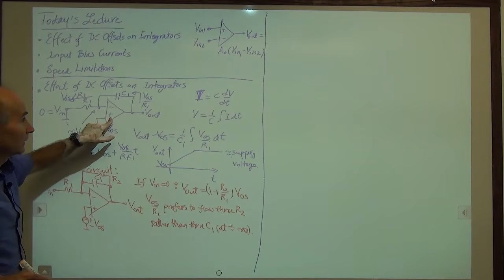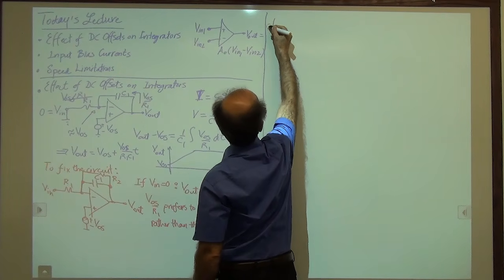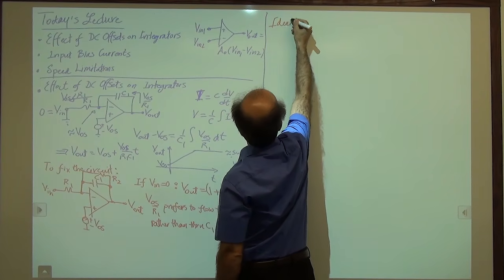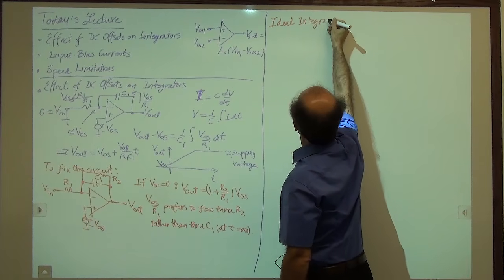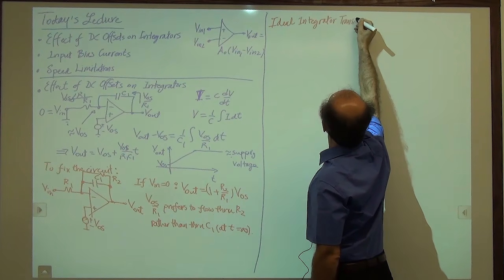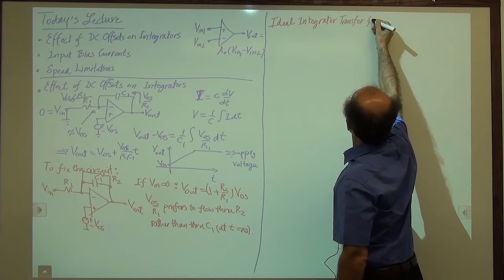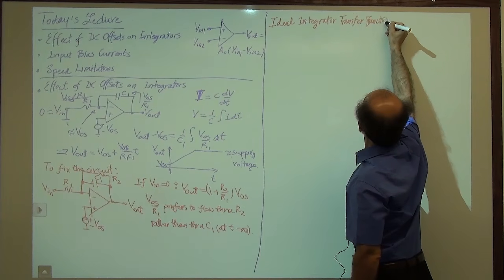If you remember the ideal integrator transfer function, so let me write this here. The ideal integrator transfer function, as we found it last time, was a function with one pole at the origin.